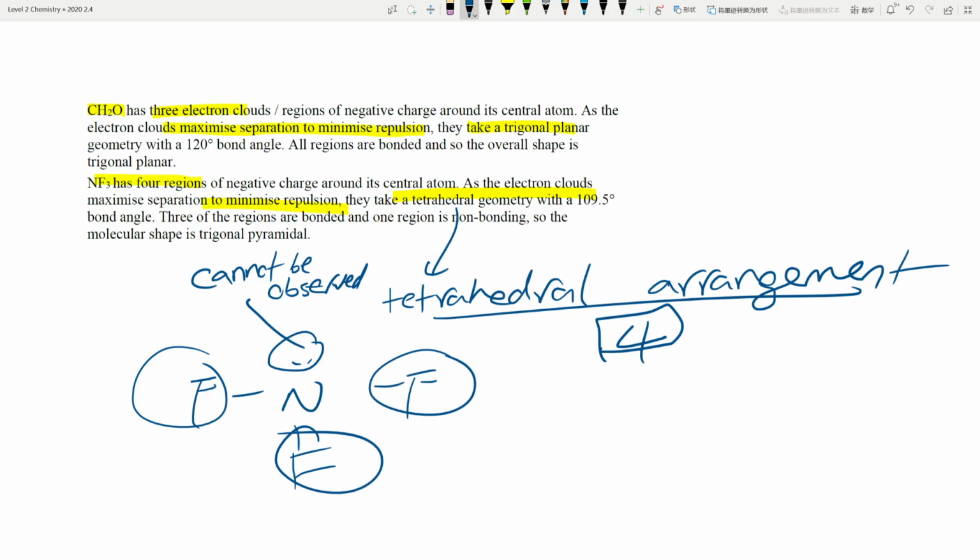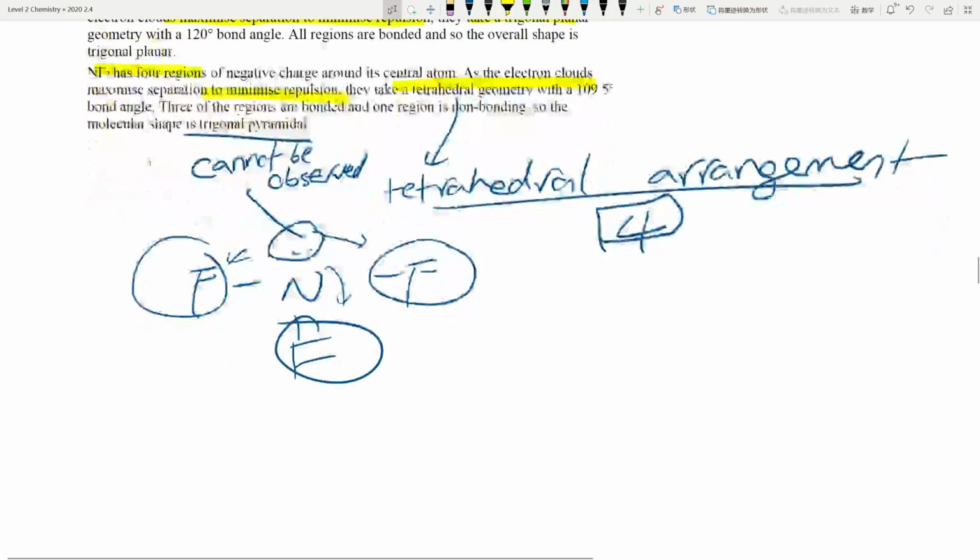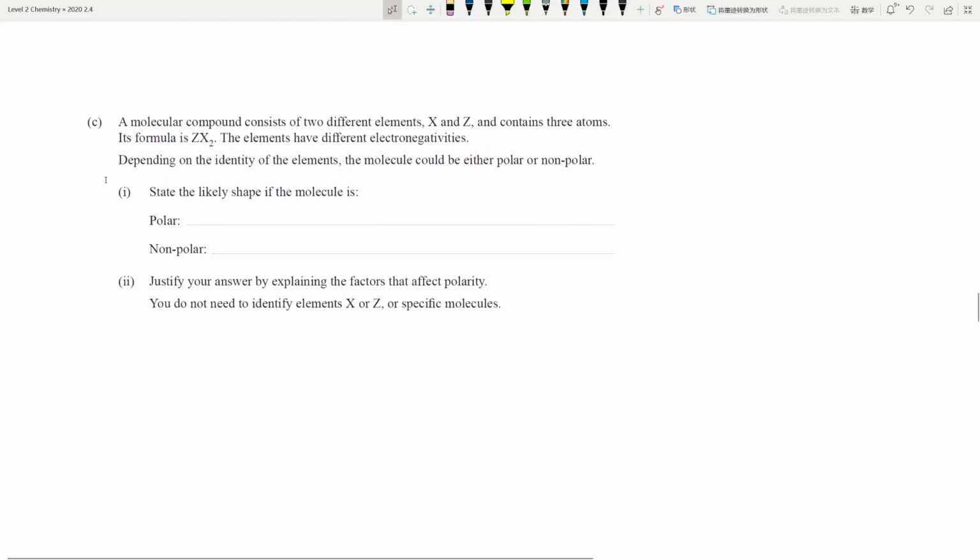But then it is there to cause a repulsion. So that's going to push this guy down, push this guy down, push this guy down, but you can't see it physically. So the actual shape will be trigonal pyramid or trigonal pyramidal because of the 4 things, and one of them cannot be observed. Okay, next one.